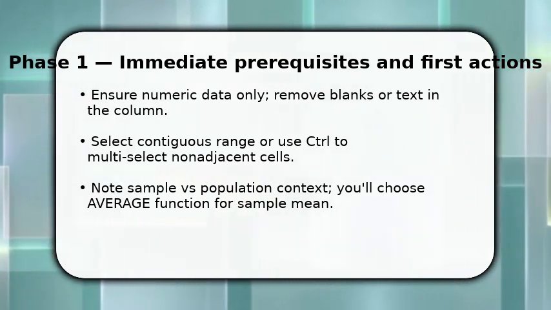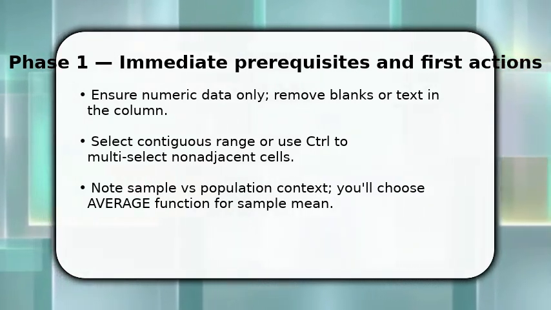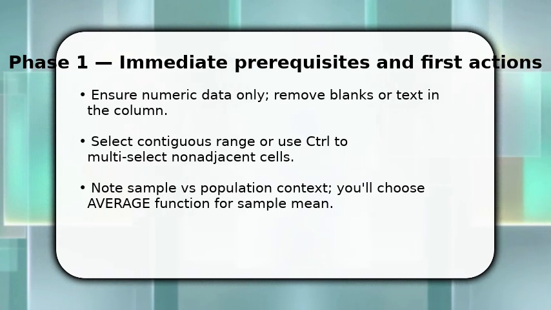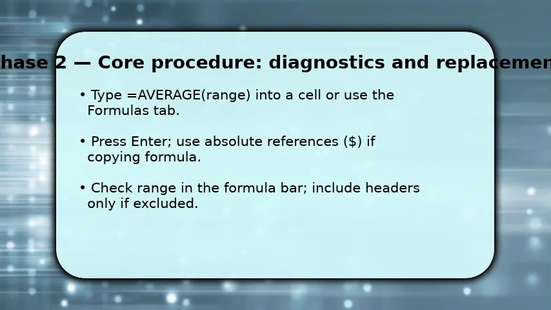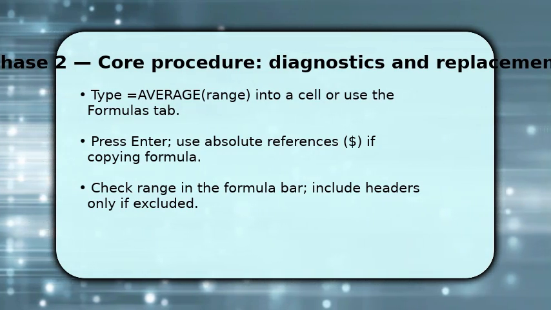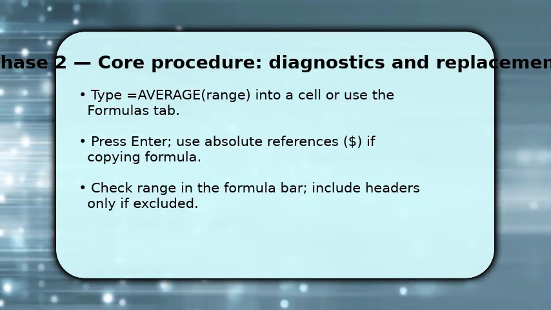You also can convert Excel tables or named ranges to make formulas readable. Do that now so subsequent steps reference a stable range. Now type equals AVERAGE and highlight the range you selected, then close the parenthesis and press Enter. You'll see the cell computes immediately.